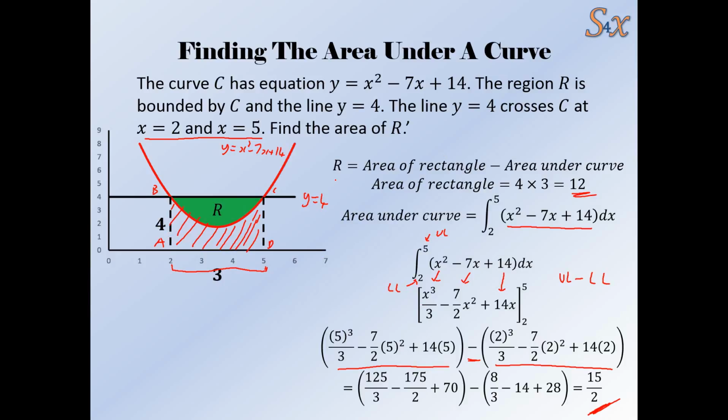Now we said right at the start, to get this area R, we do the area of the rectangle minus the area under the curve. So to get R, I do the area of the rectangle, which is 12, minus the area under the curve, which gives me a grand total of 9 over 2, or an area of 4.5. So to find difficult areas, we sometimes look at how we can use other shapes to find the integration. That's quite a common example where we have a rectangle and the area under a curve and we have to combine them together.